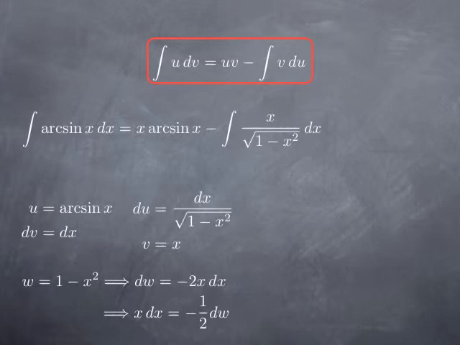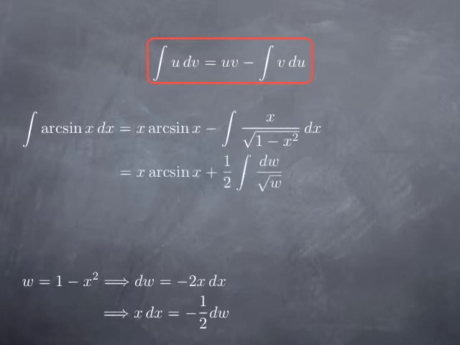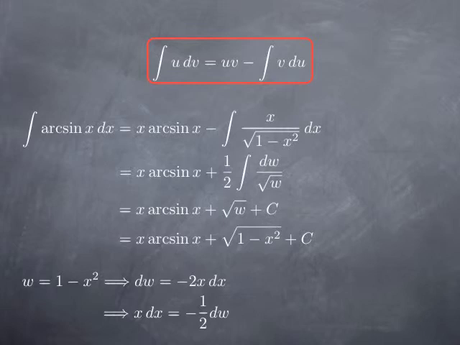So in this integral I'm going to replace x dx by negative 1/2 dw and square root of 1 minus x squared by square root of w. So we obtain x arc sine x plus 1/2 integral of dw over root w. Well, 1 over 2 root w is the derivative of root w, in other words, an antiderivative of 1 over 2 square root of w is root of w. And w was 1 minus x squared. So we obtain x arc sine x plus root of 1 minus x squared, up to a constant.